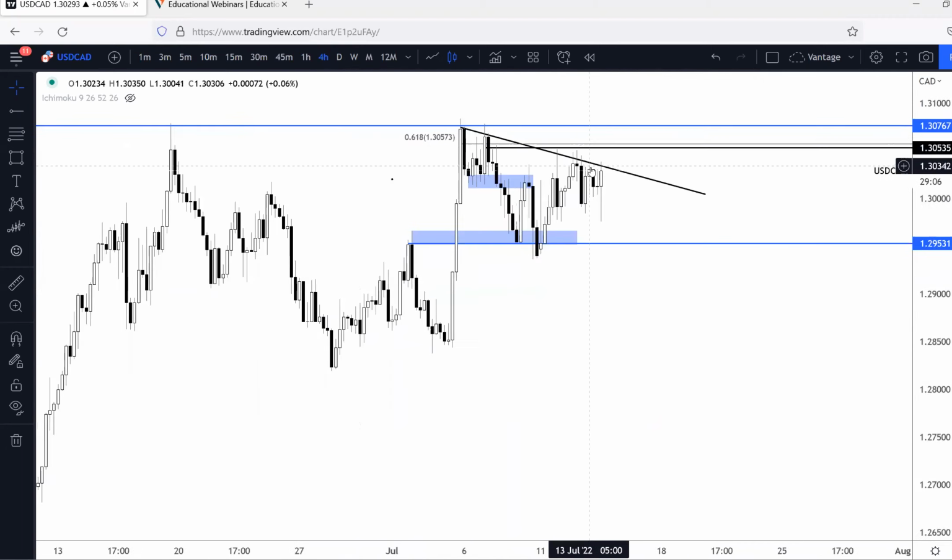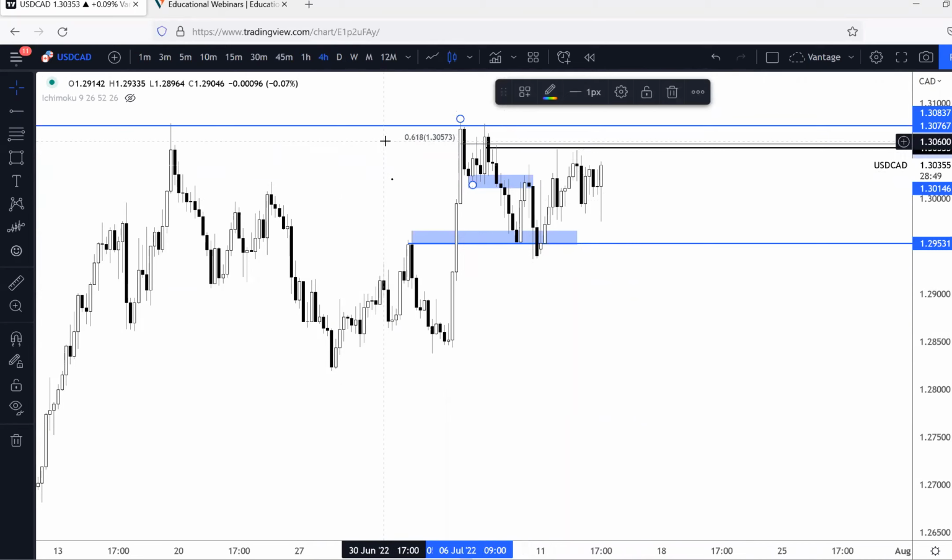Okay, so right now for me, my bias on dollar CAD is still bearish, but I also want to be careful because we do have the US CPI data tonight and the BOC interest rate decision. So let's wait for how this plays out. In general, you can see over here what we have.